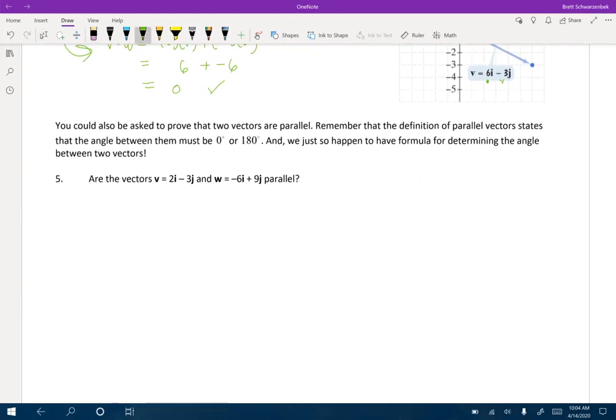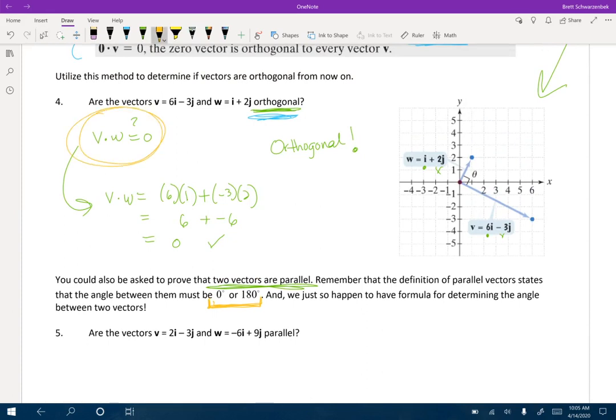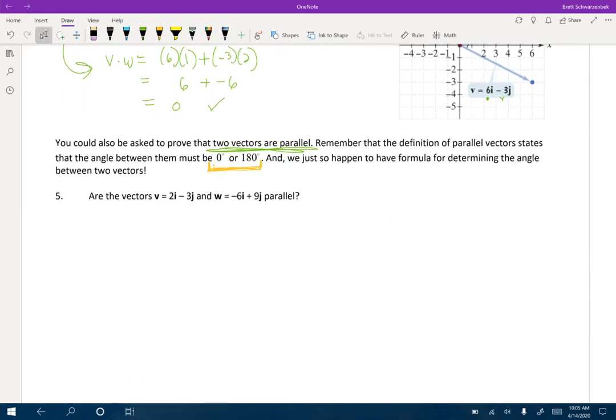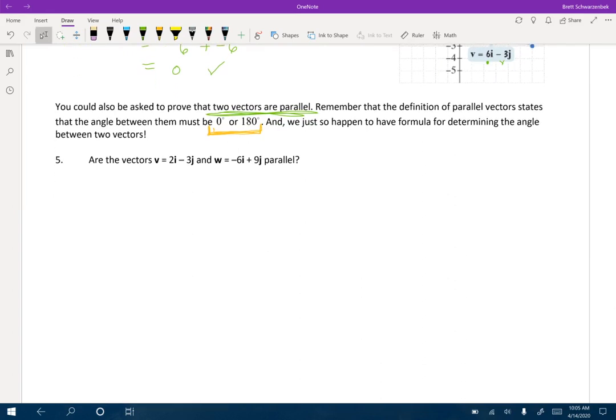So remember, what we learned before was that in order to prove that two vectors are parallel, we need to know that the angle between them is 0 or 180. So just FYI, there is no shortcut to this. With orthogonal, we were able to use this easy mini formula. There is no shortcut to parallelness. So we need to know if the angle is 0 or 180, which means we have to go right back to using our angle between formula, which I'll rewrite here: v dot w, product of magnitudes in the denominator. Okay, so that's what we're going to do.